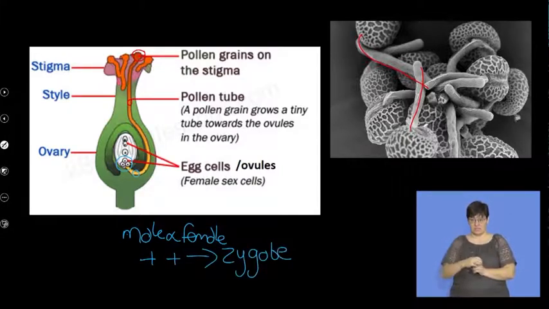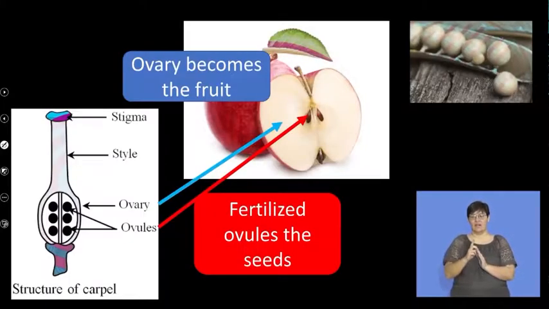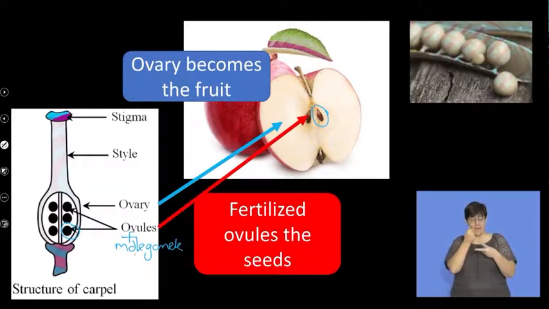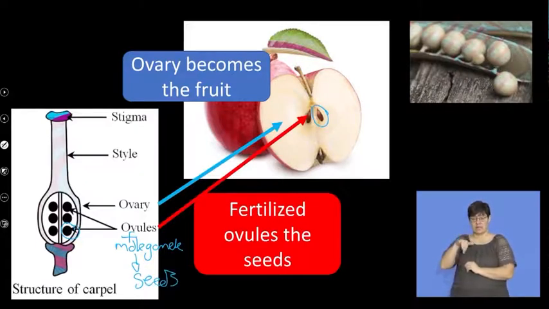That zygote is now going to develop, and this is quite important. Guys, when the ovules over here fuse, the zygote is what we know as a seed. Listen carefully. The ovule and the male gametes make a structure called a zygote, which develops into the seed. The ovary, people, is fruit.